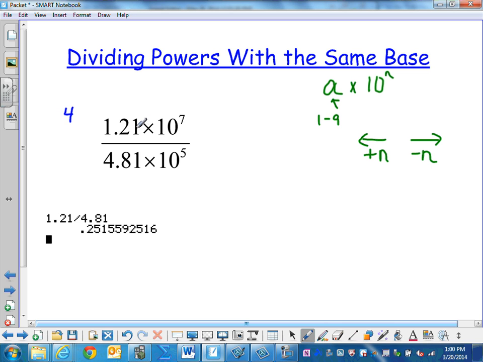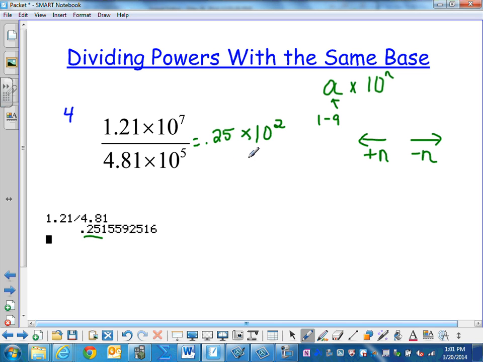So here we have 1.21 times 10 to the 7th divided by 4.81 times 10 to the 5th. So let's divide 1.21 divided by 4.81. I'm going to put that in my calculator. This is the number I get. So I'm going to round that to 0.25. All right, times 10 to the, well, I have 10 to the 7th divided by 10 to the 5th. That gives me 10 squared.